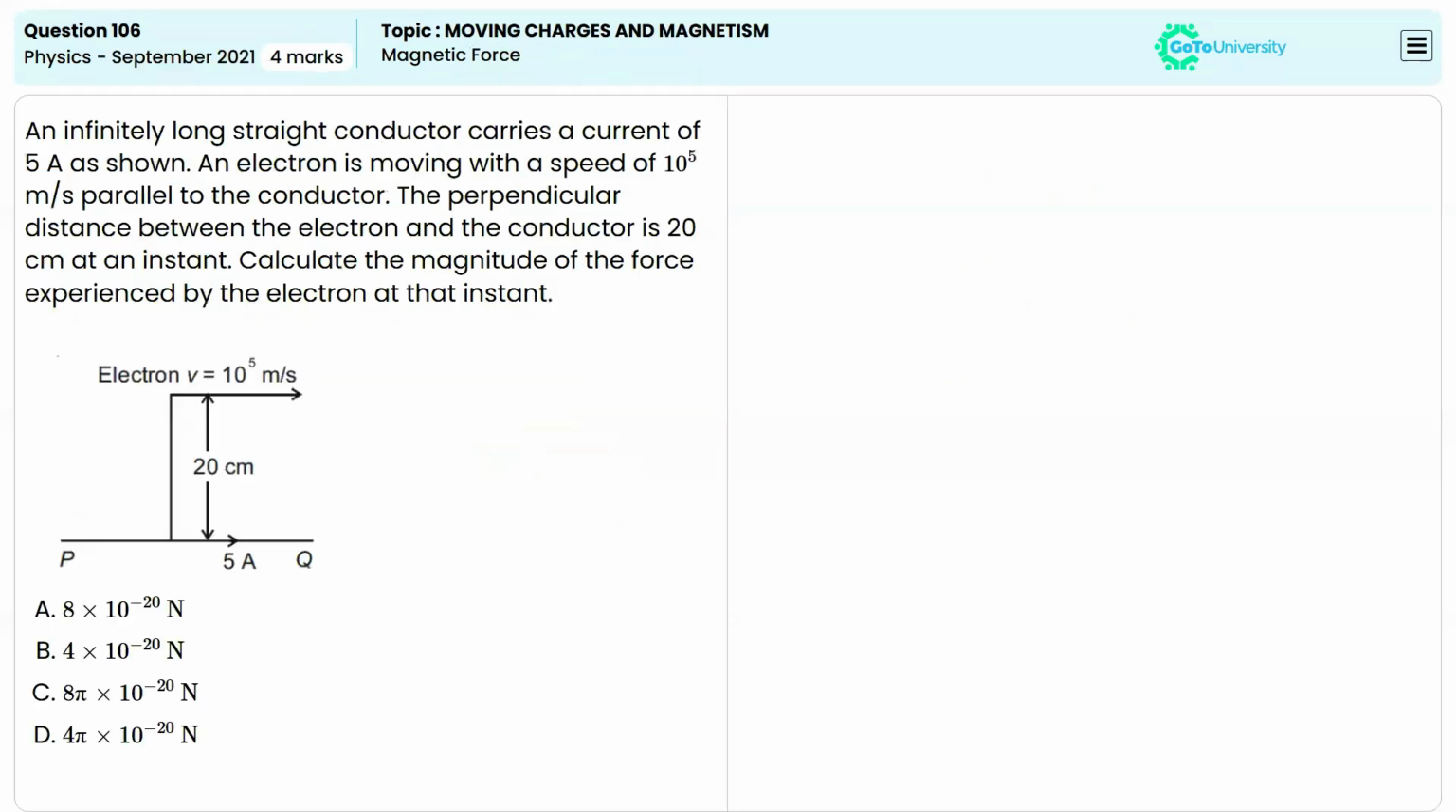We are moving to the next question. I'm keeping this question for you people. You can solve this question and post your answers in the chat box. I will tell you which formula we have to use here.